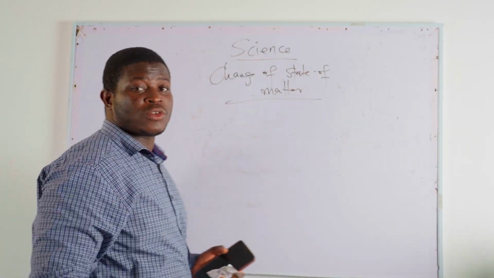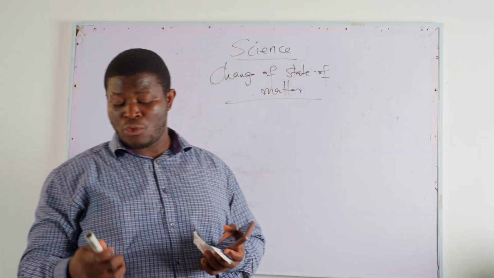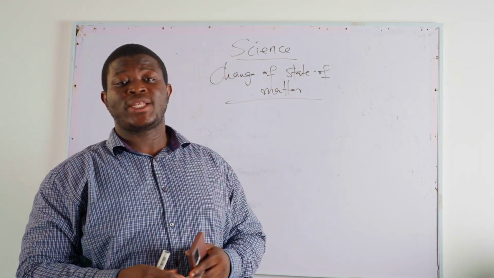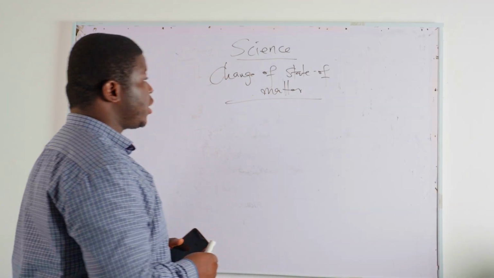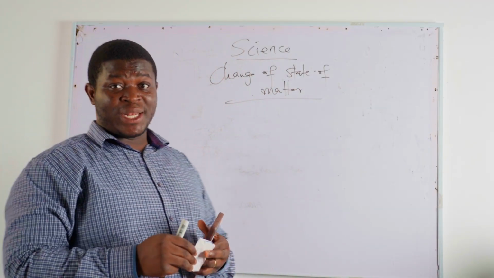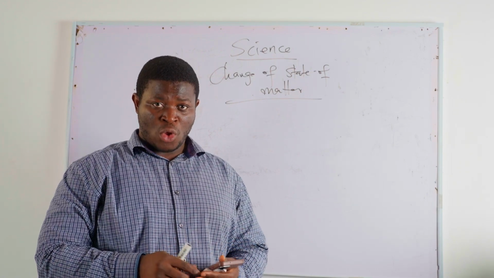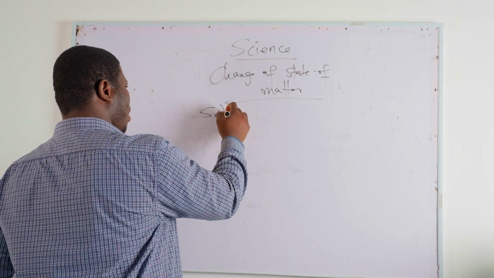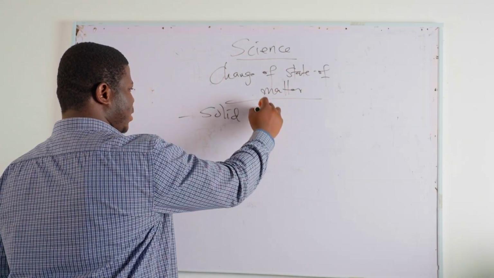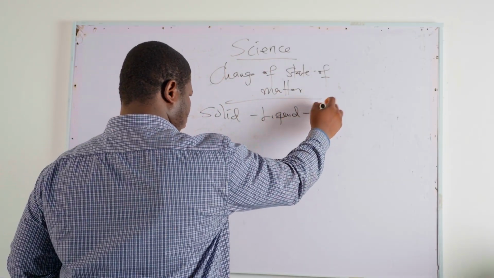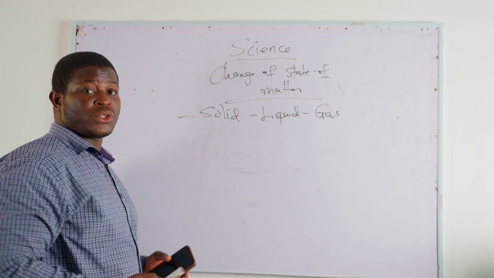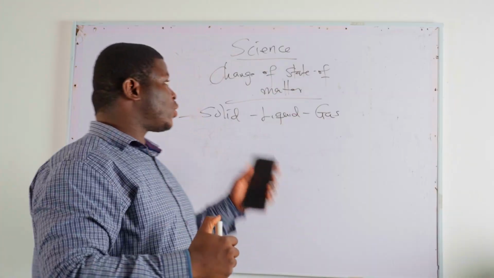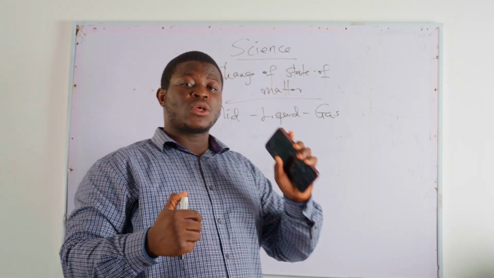So now we're talking about change of state of matter, the ability of matter to move from one state to the other. As you all know, matter is anything that has weight and can occupy space. Here, with change of state of matter, we are looking at the ability of a substance to change from one of the states of matter to the other state. And we all know that matter can exist either in the solid state, the liquid state, or in the gaseous state. So the ability of a substance to change from one state to the other is what we call the change of state of matter.